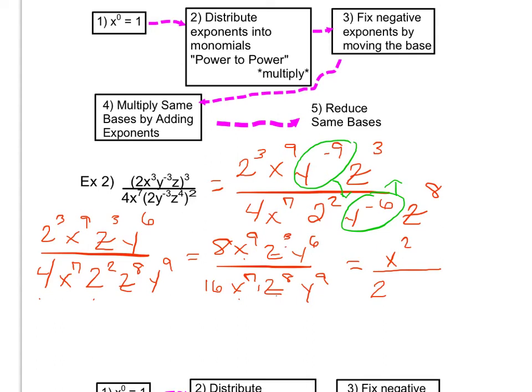Z cubed over z to the 8th. 3 of them will cancel, leaving me with z to the 5th on the bottom. Y to the 6th over y to the 9th. 6 of them cancel, leaving me with y cubed on the bottom for my final answer.